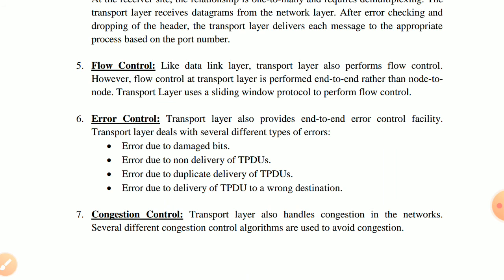Last one is congestion control. If there is a congestion, transport layer is responsible for implementing a congestion control algorithm to control congestion if there is any.